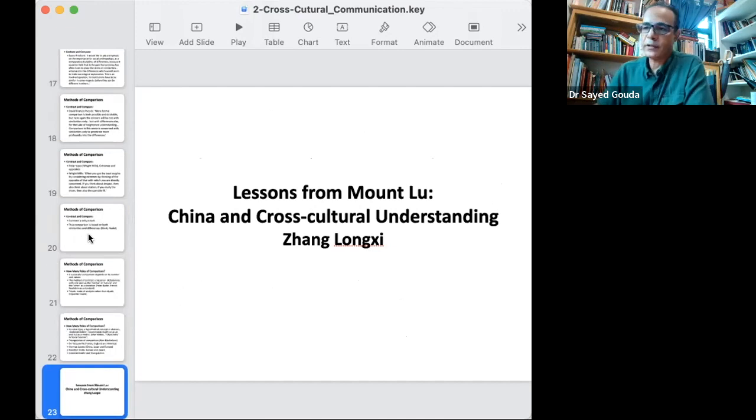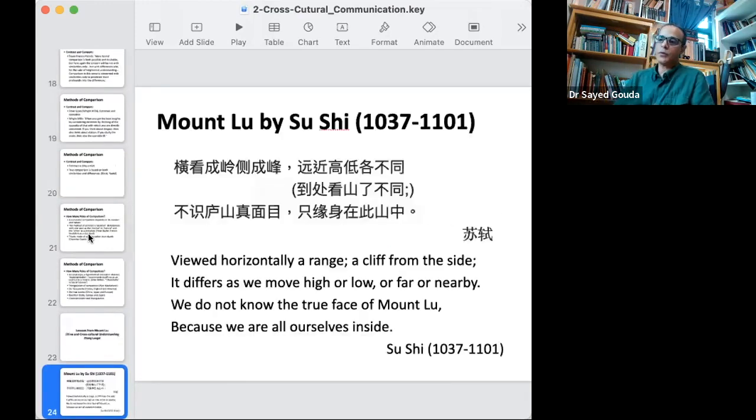The other paper is by Professor Zhang Rongxi, and it's called Lessons from Mount Lu, China and Cross-Cultural Understanding. Mount Lu is a mount in China, Lushan, okay, and there is a very famous poem by Su Shi. The poem, this is the translation of Professor Zhang Rongxi.